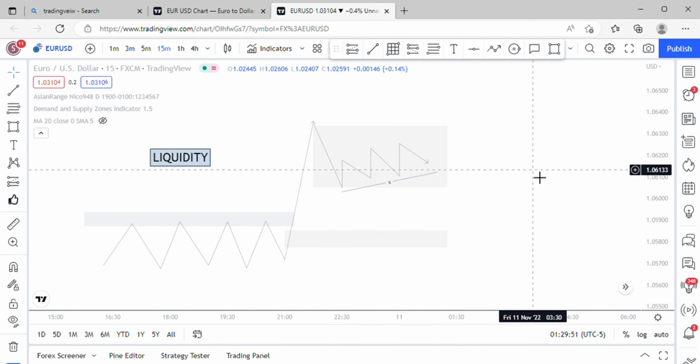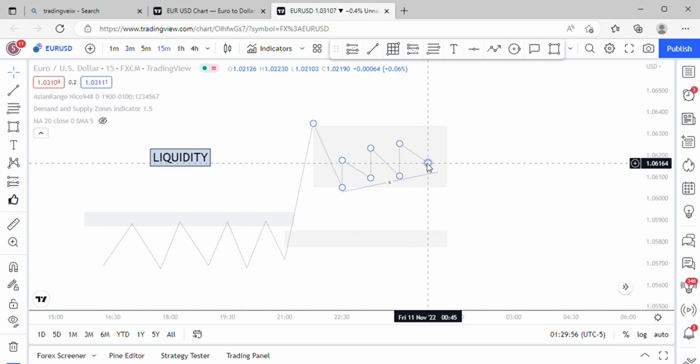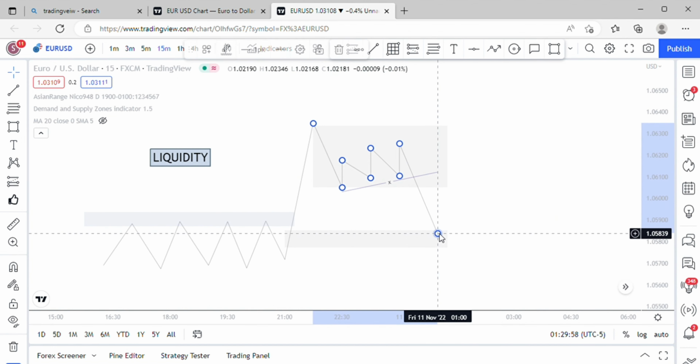After that, anytime soon, the market is going to break this liquidity and tap our demand zone.